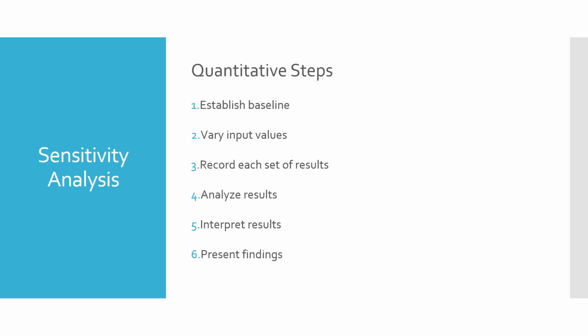The quantitative steps in performing a sensitivity analysis start with establishing a baseline. A baseline is developed by looking at finances over a period of time, such as monthly, quarterly, or annually. Once the baseline is established, multiple scenarios are developed by making changes to key indicators. The results of each scenario are reported as a separate set of outputs. These results are then analyzed to determine the sensitivity to change for each variable.